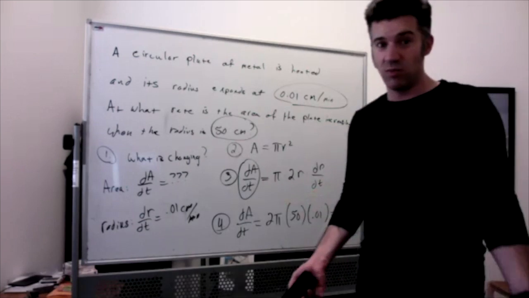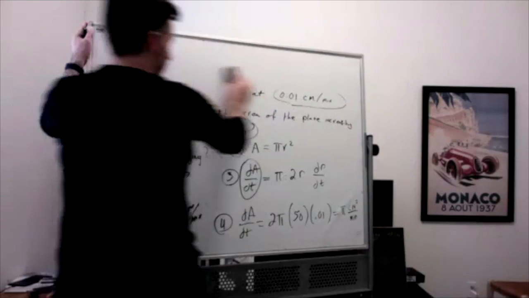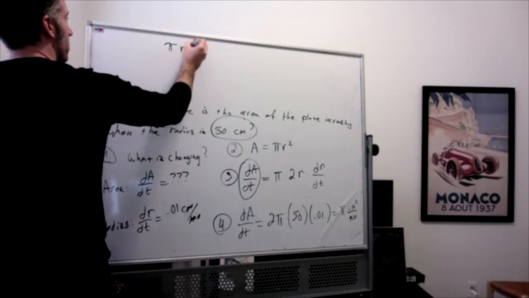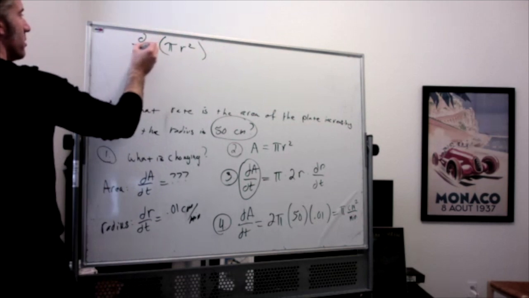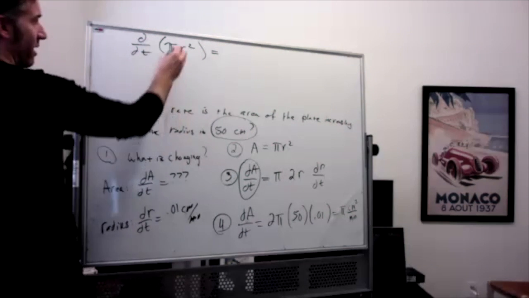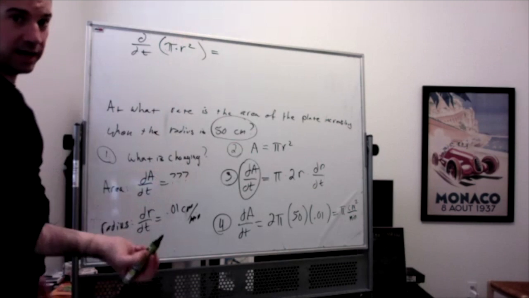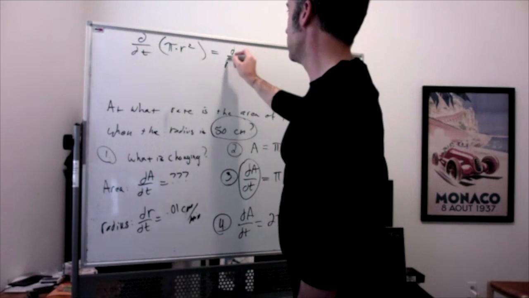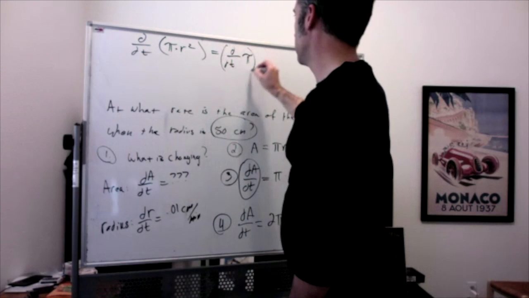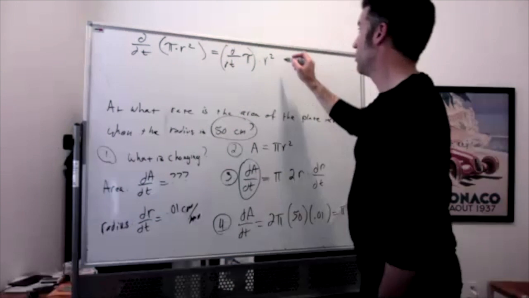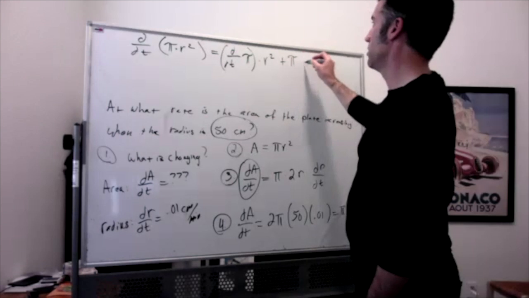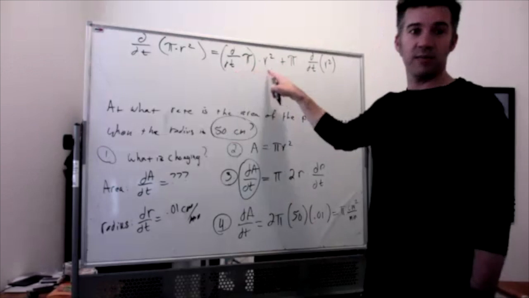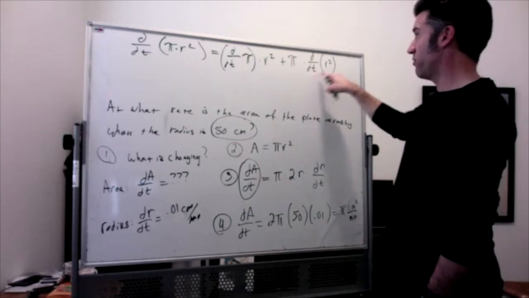But really, another way to think of that is that it's coming from the product rule. So if I take the derivative of pi r squared with respect to time, I can think of it as the product pi times r squared. And so when I do a product rule, it's the derivative of the first thing, so the derivative of pi, times the second thing plus the first thing times the derivative of the second thing. So I get the derivative of pi times r squared plus pi times the derivative of r squared.